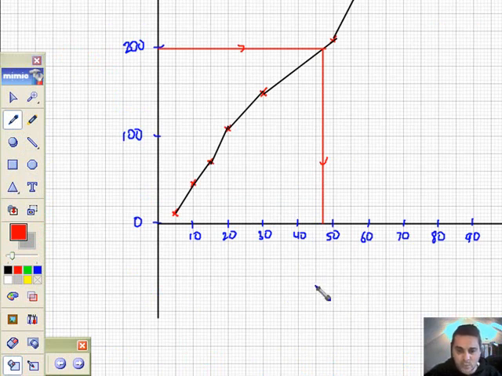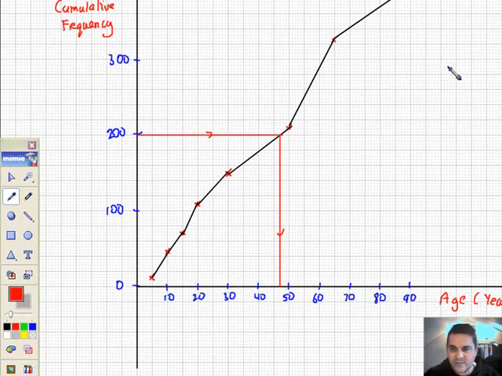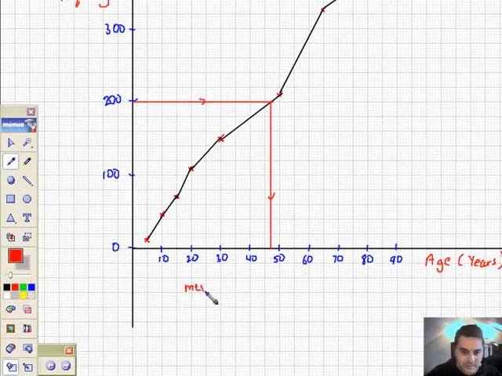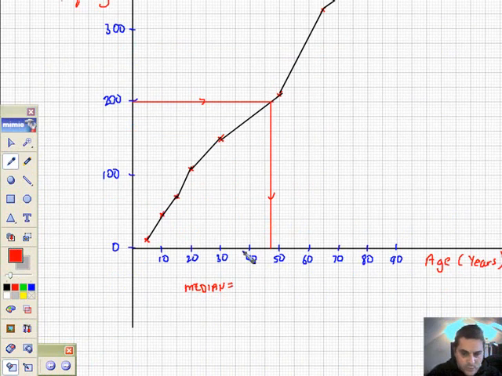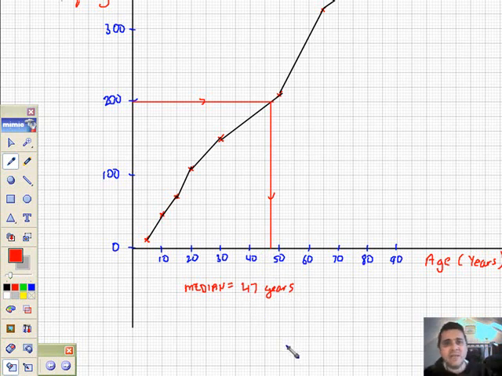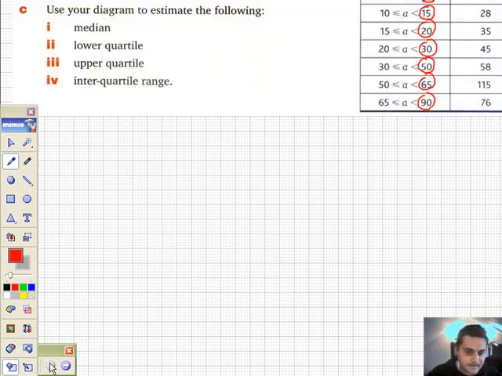So let me just write here the word median. So the median equals about 43 years of age. So if you like, the average age, the median age, the middle age is 43 years.